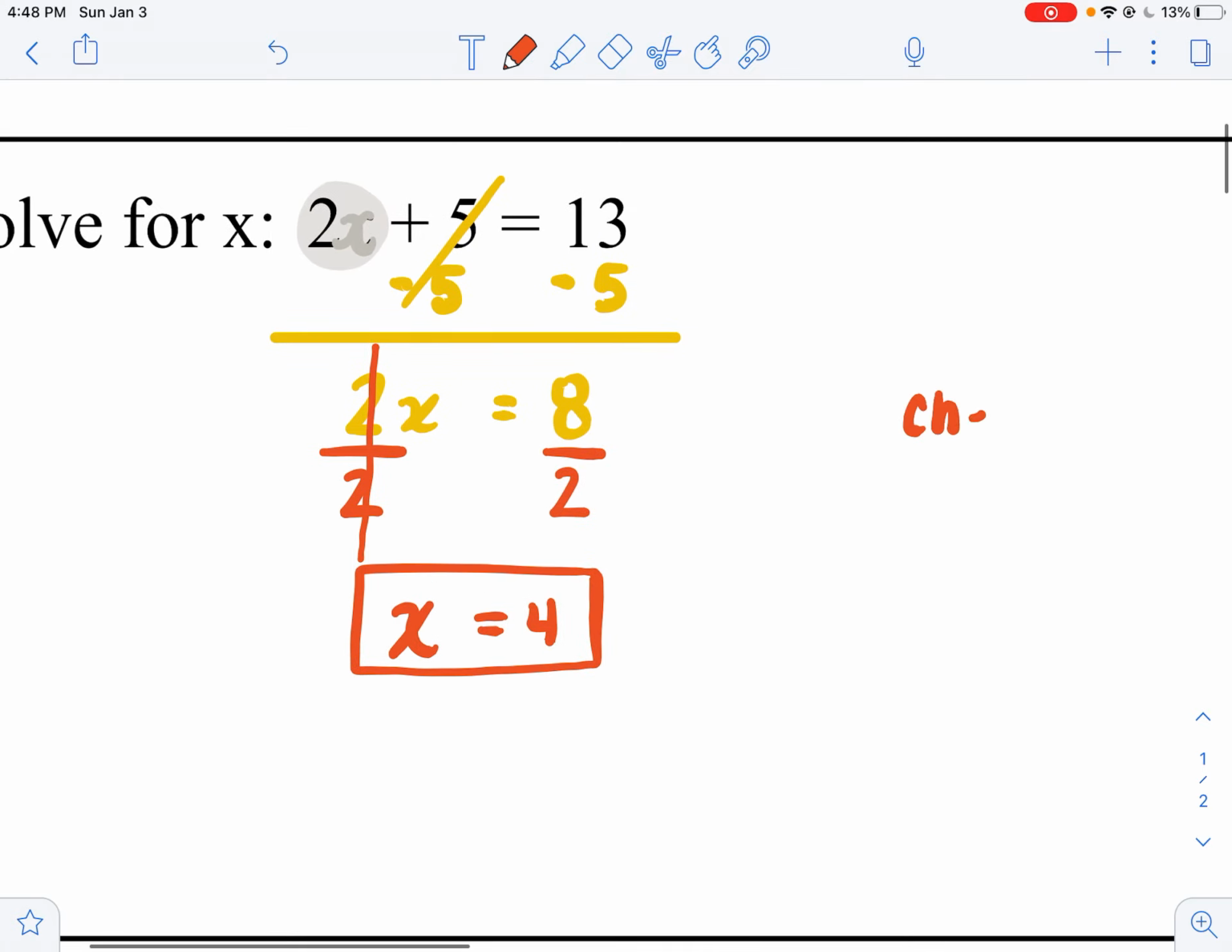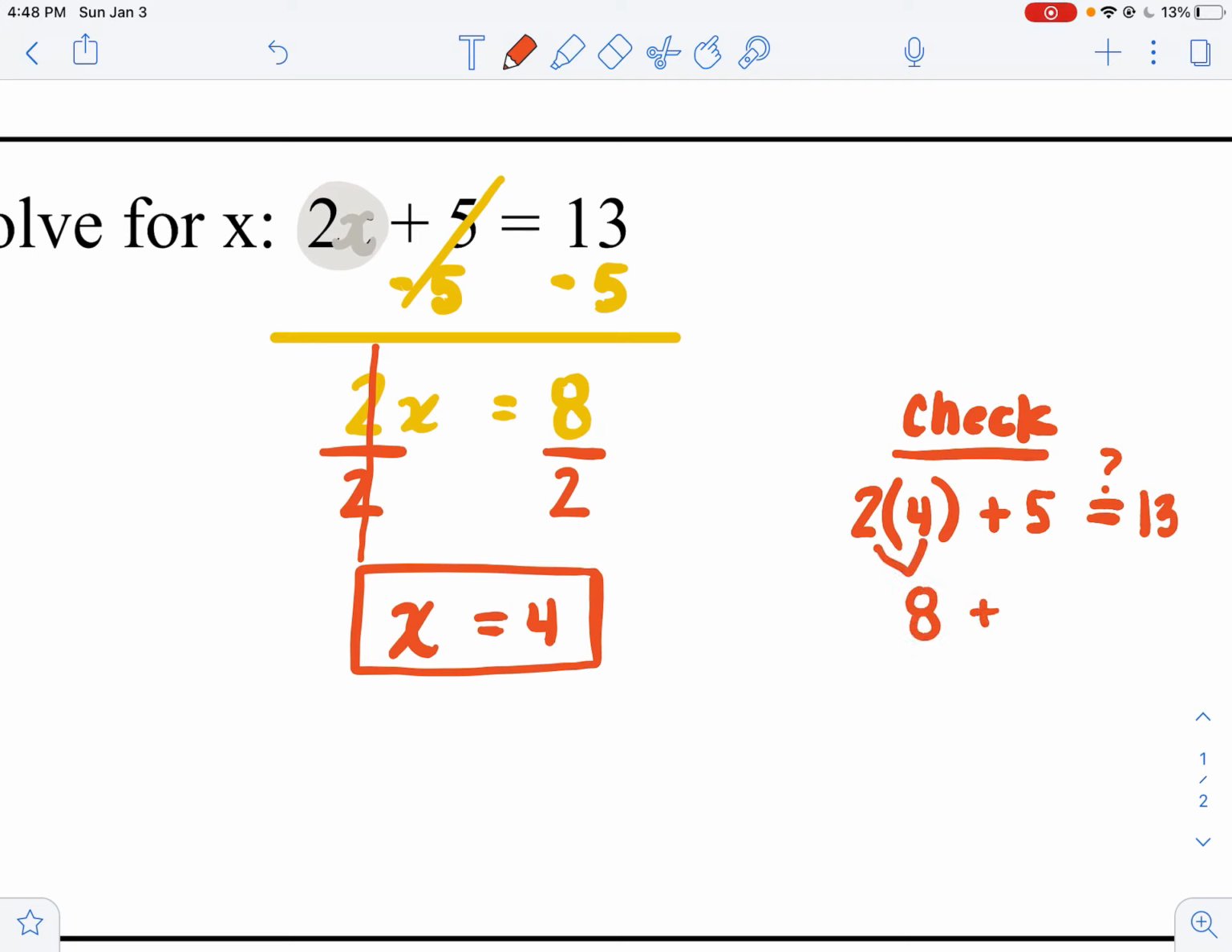Okay? We can again always check when we do equations, which is kind of nice. We can always check 2 times x, which we're claiming is 4, plus 5 must equal, I'll put a question mark there, 13. Well, 2 times 4 is 8, and 8 plus 5 is 13. So 13 equals 13.